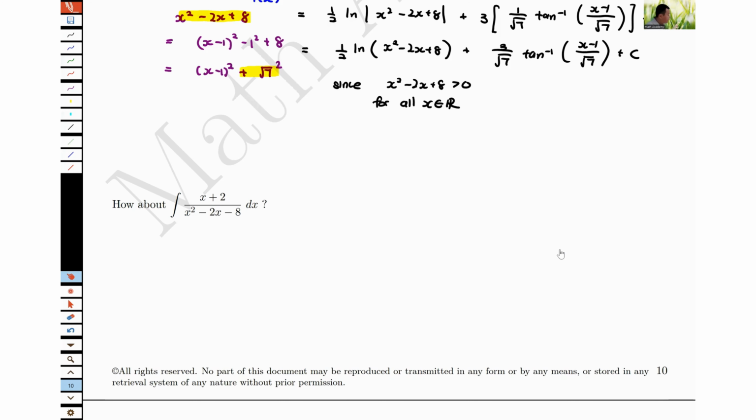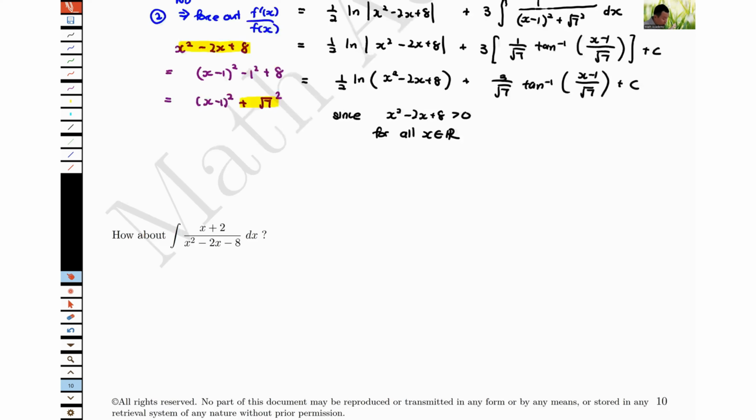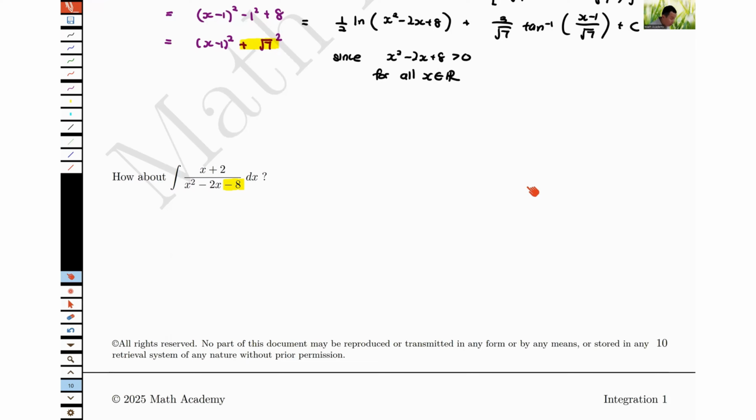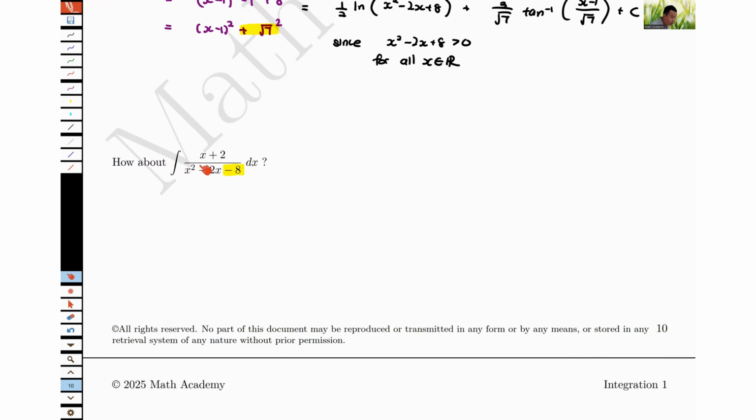Okay, but what about this next one? I only made one change. In the initial question above, this is a +8, but I made one change to make it a -8 in this new problem. There will be a big difference because this term is factorizable. Must always check whether the denominator can be factorized. In this particular case, if I go and factorize it, we will get x minus 4 times x plus 2.